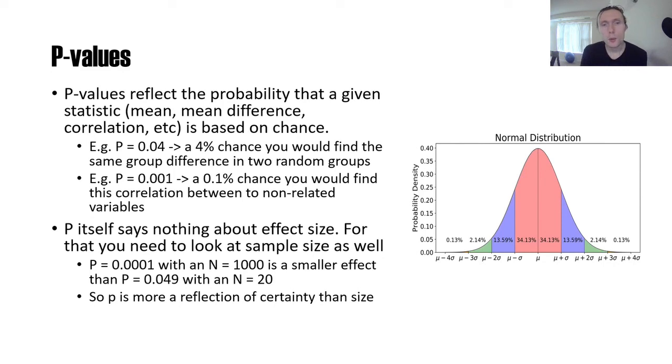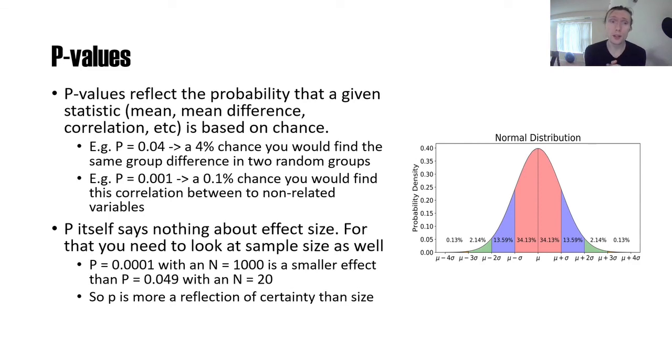So what that means is that the p-value, how you interpret that, the p-value is basically just how certain you are that two groups are different. If the p-value is 4%, then you are certain, or to some extent certain, that there is a group difference, but there's still a 4% chance of this just being coincidence.